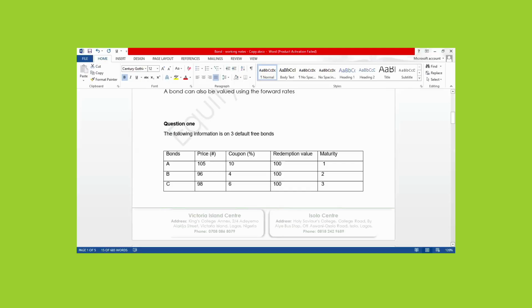The following information is on 3 default free bonds. Now my question is, what is a default free bond? A bond that will not default. A default free bond is a risk-free bond, a government bond.